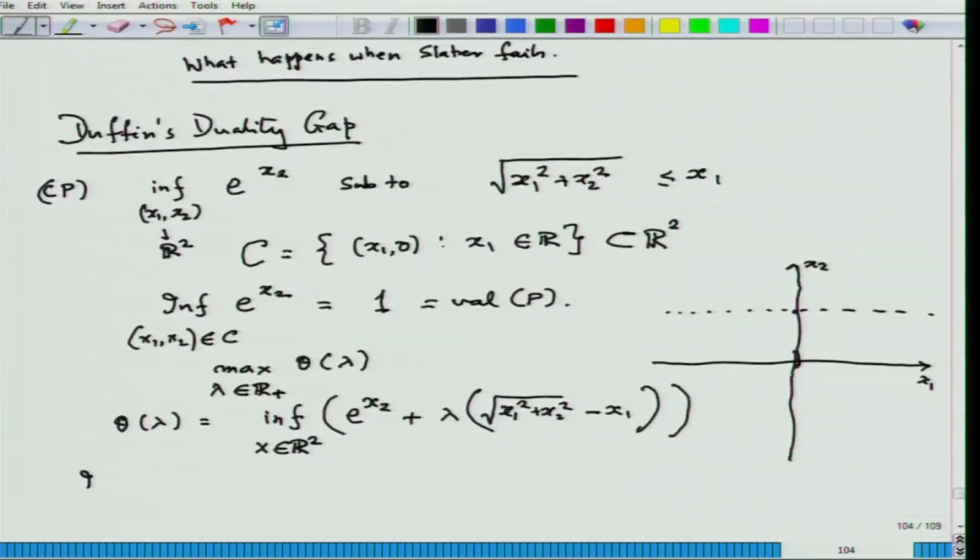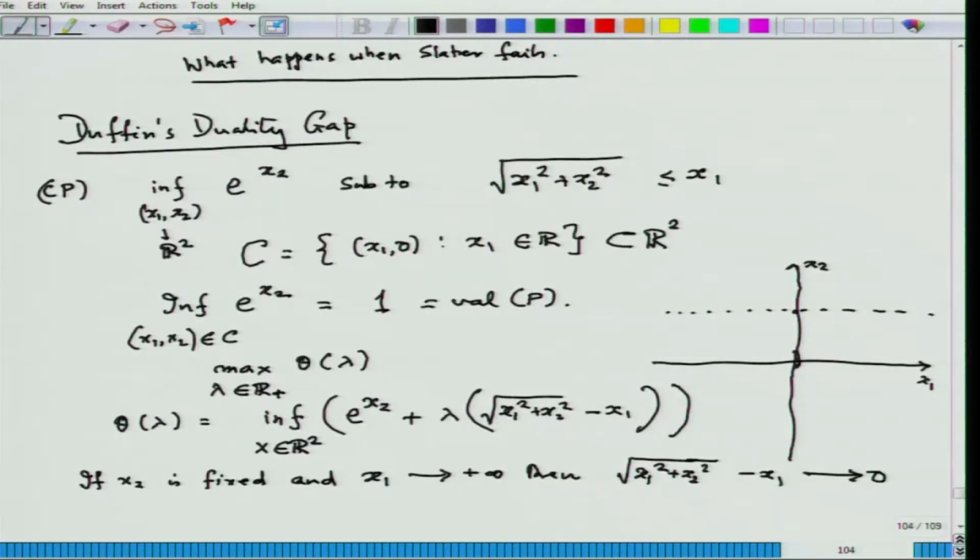As x1 becomes larger and larger, with x2 fixed, and I run x1 to plus infinity, the difference between these two keeps on shrinking. Then x1 square, because x2 is fixed and finally at infinity the larger number will dominate, this is going to 0. So on this line, once x2 is fixed, the minimum value over x1 is nothing but e to the power x2.